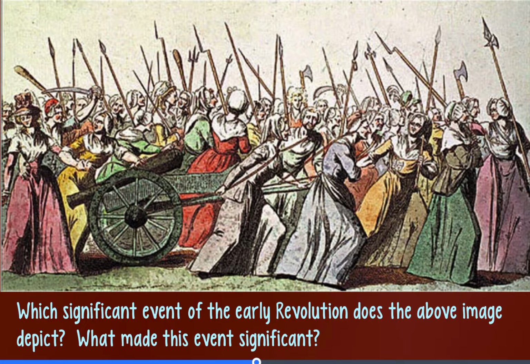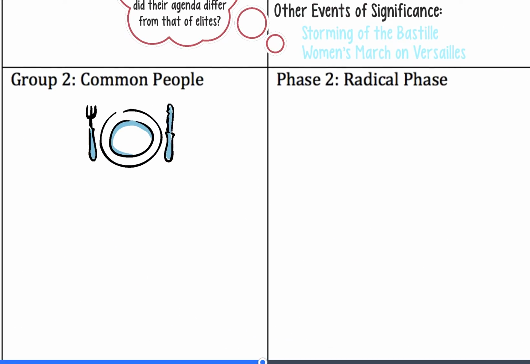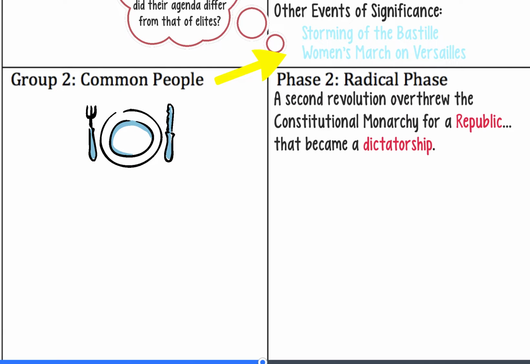Now, this event is actually really significant because it does convince the king that the situation is really desperate. He decides after the Women's March on Versailles to accept the role as a constitutional monarch. So we see that some of these more radical events, the actions of the common people, do have an effect on the success of the liberal phase. But ultimately, these events really more align with the agenda of the common people, their desperate need for food and financial stability. And that's ultimately why there's a second phase of the revolution.